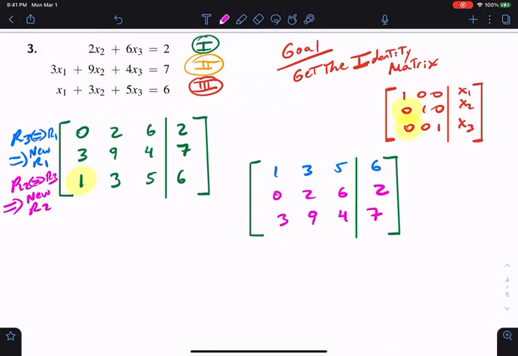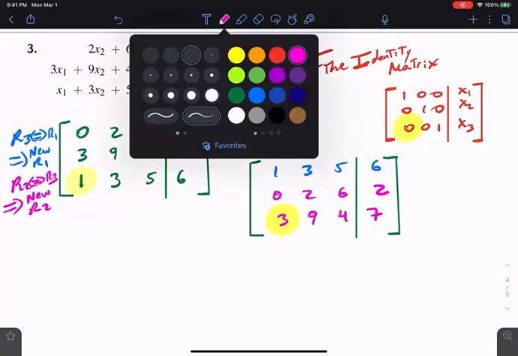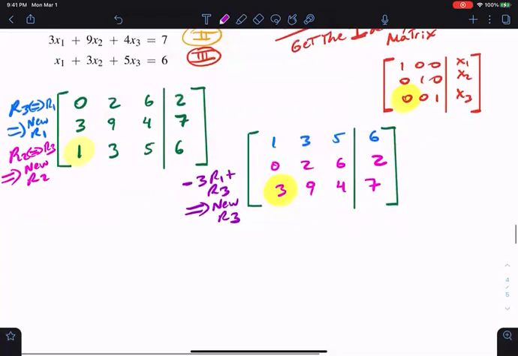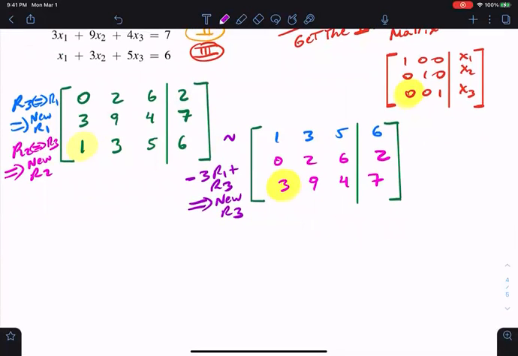Now you have a 0 in the desired position, so you're done with that. Now you need to get rid of the last one, this 3 right here. How can we do that? Very simple. Multiply the first row by -3: -3 row 1 plus row 3 gives you the new row 3. That's what you're going to do. These are equivalent, just in case. So let's do that.